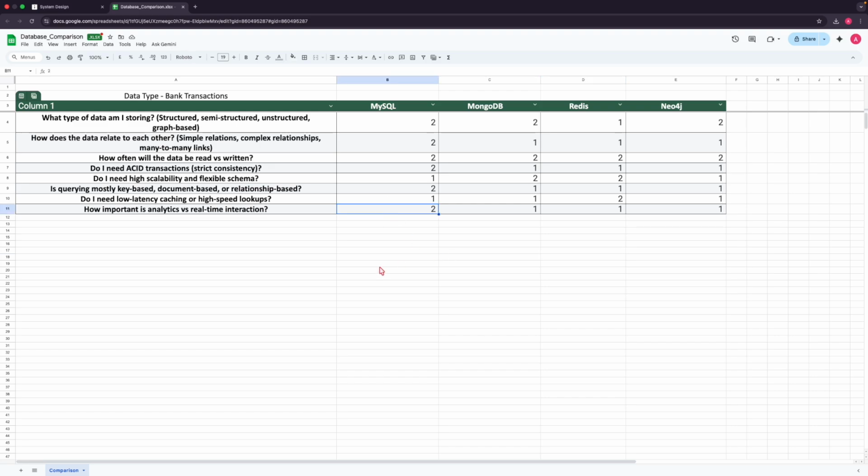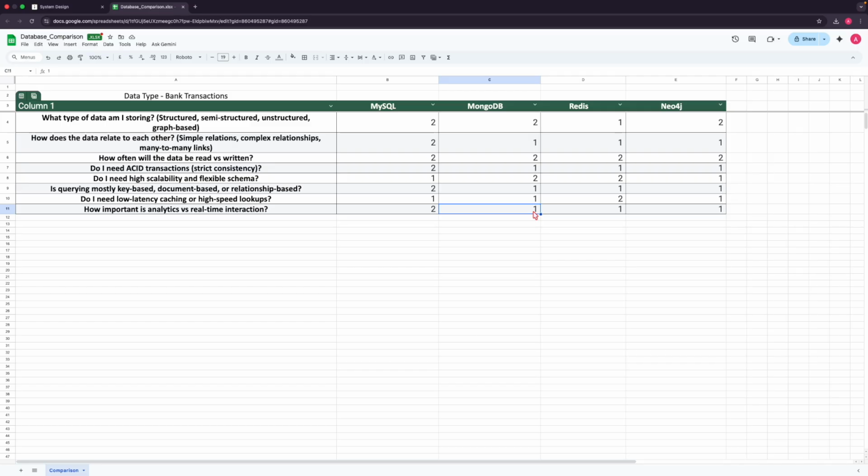Okay, so with this, if we look, definitely MySQL will be the winner with a score of 14. MongoDB will have a score of 11, Redis will have a score of 11, and Neo4j has 10. Considering that, MySQL wins here, and we can definitely go with MySQL for banking kind of transactions. But if we are considering some other kind of data, then we should do this activity again and check the score, and on that basis we can finally go with one kind of database.